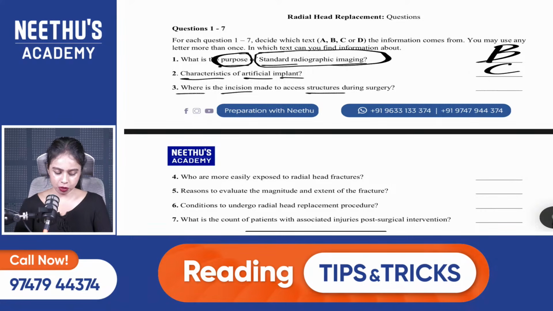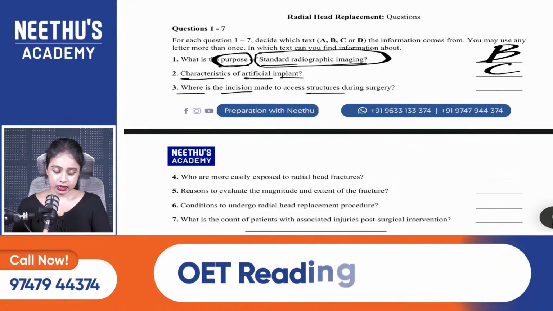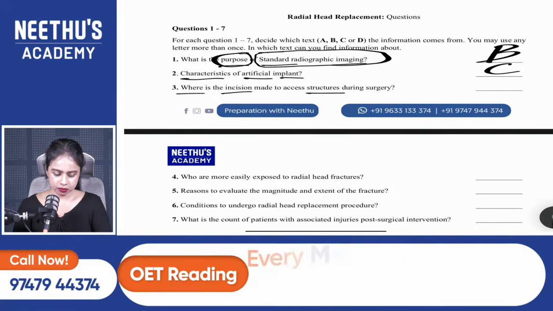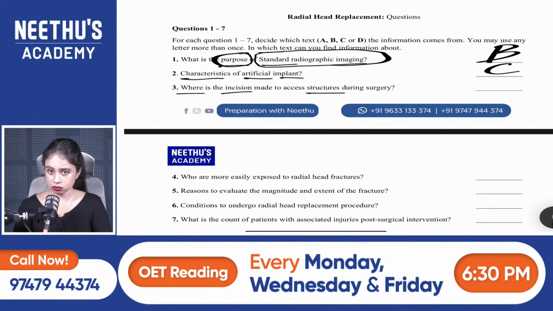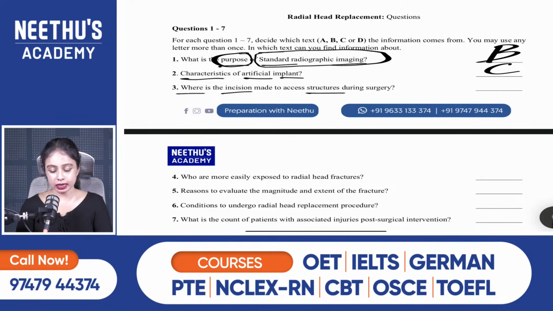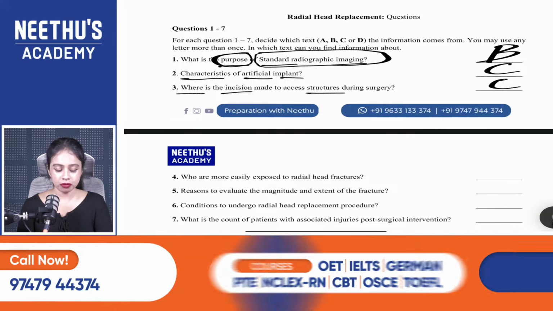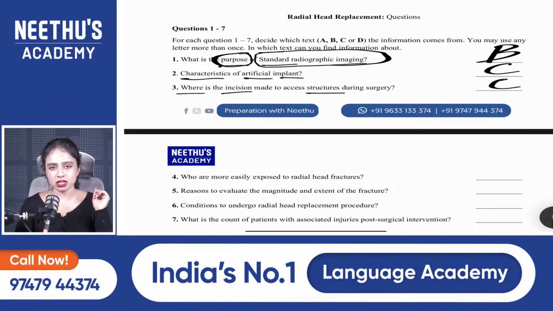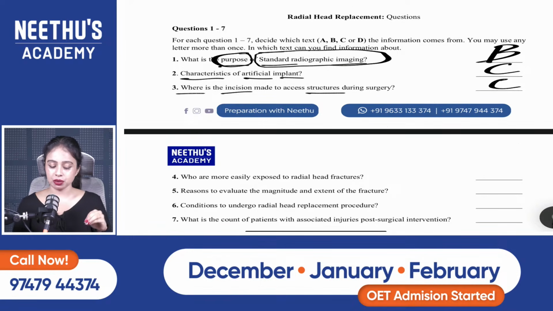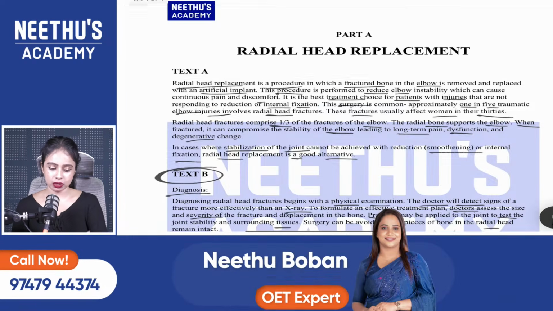Let me know in the comment box, please. Sorry, dear Chaitra. Is it first question, Chaitra? If it is first question, it's not A, dear, it's B. Second is C. What about third one? Yes, Neethu. Yes, Akila. Third one is mentioned in text C. Very good. And where is it mentioned in text C again? Where is the incision made to access structures during surgery?